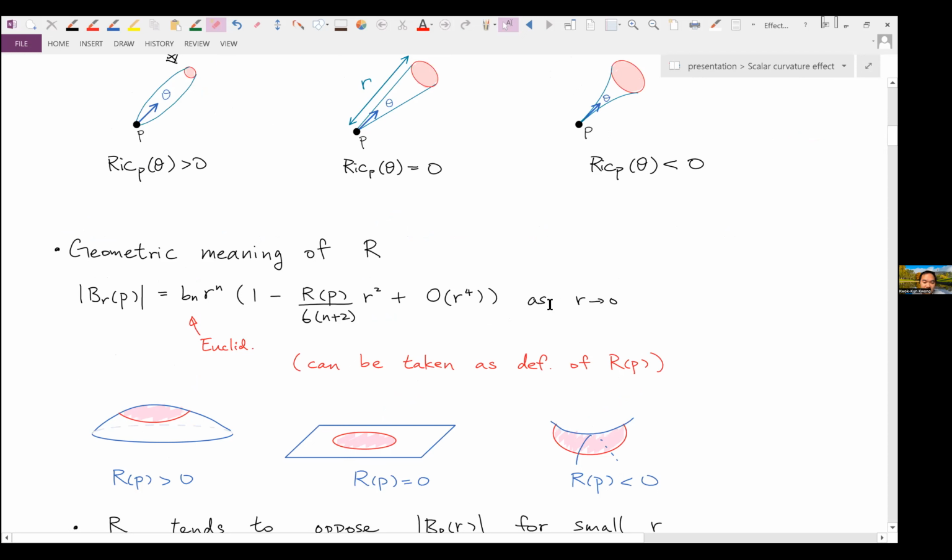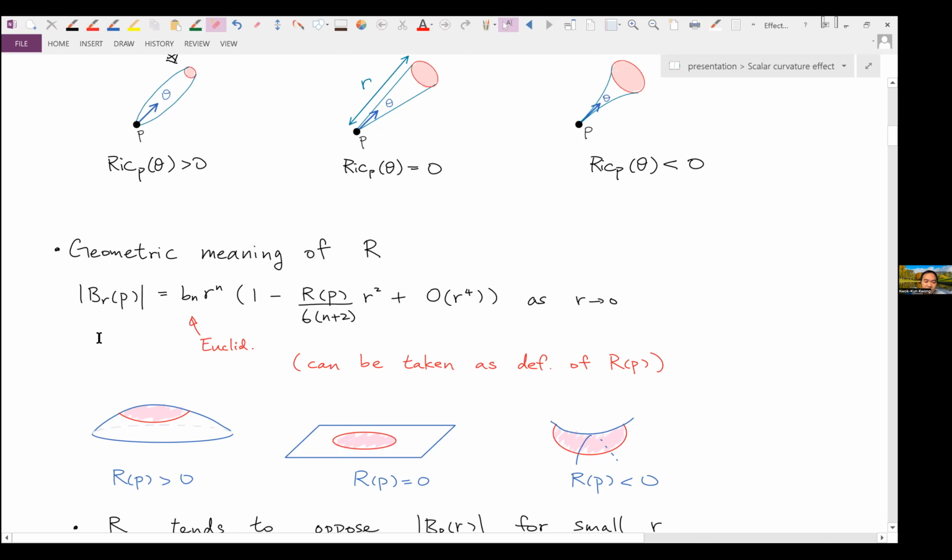Then it turns out for small r, if the scalar curvature is 0, then the volume of the ball is more or less like the Euclidean, so basically r to the power n. And if the scalar curvature is positive, then the volume of this small ball is slightly smaller than the Euclidean ball by this factor here. So we have a correction term of r to the power n plus 2 multiplied by the negative of the scalar curvature, basically. And if the scalar curvature is negative, then the corresponding ball is bigger.